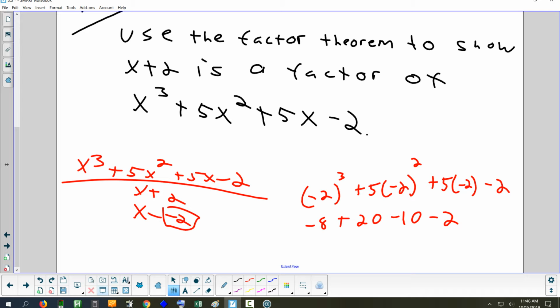What's negative 8 plus 20? 12. Yep. And then now I can see it. 12 minus 10 is 2. 2 minus 2 is 0. We're good. We just proved that if you divide it in, you get a remainder of 0, which means it went in evenly. So that is a factor. So, if you were trying to actually factor this problem, x plus 2 is a factor.